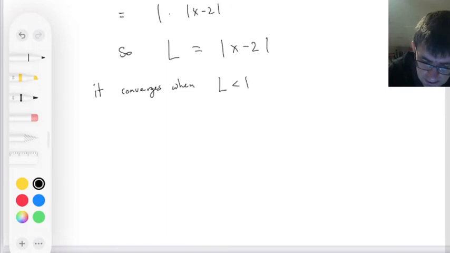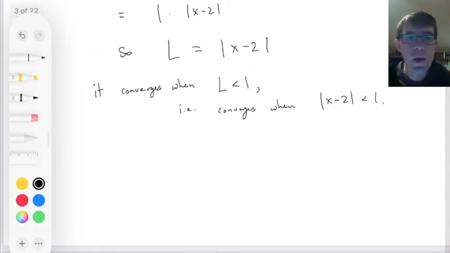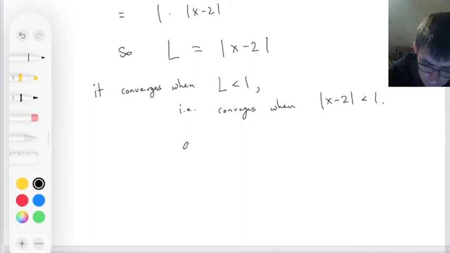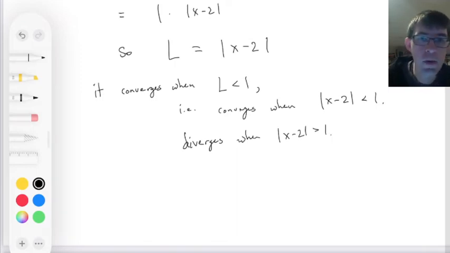I will say, i.e., it converges when x minus 2 in absolute value is less than 1. And it diverges when the L is greater than 1. So it diverges when absolute value x minus 2 is greater than 1. All right? Can we say, so this is the answer, right?